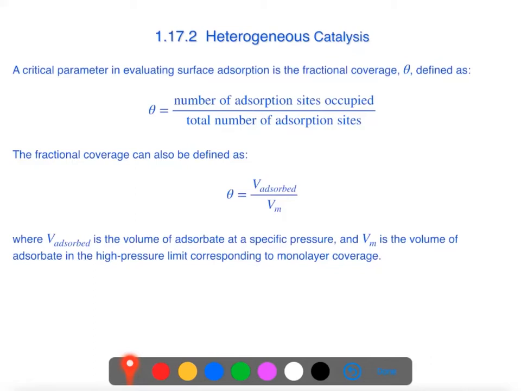The fractional coverage can also be defined in terms of a volume, V adsorbed over V subscript M, where V adsorbed is the volume of adsorbate at a specific pressure, and V subscript M is the volume of adsorbate in the high pressure limit corresponding to a monolayer coverage.